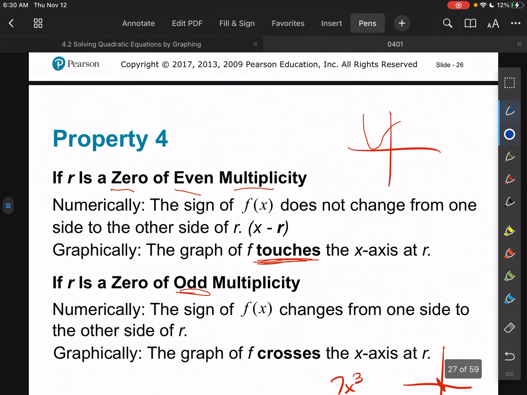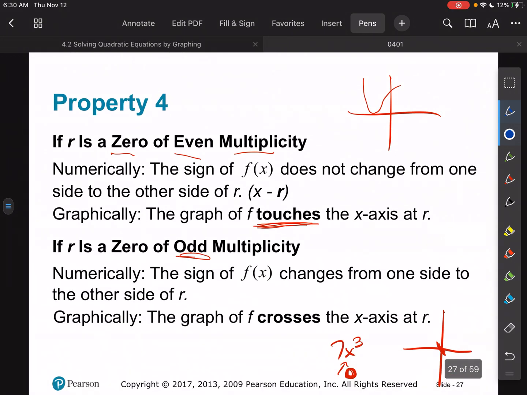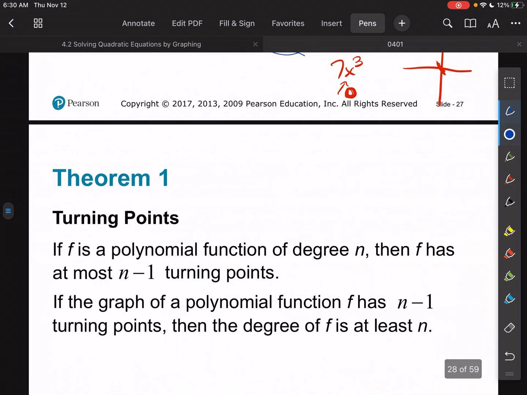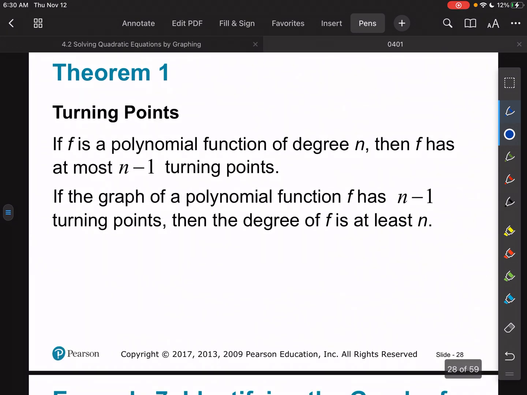All right, so that's helpful, knowing these rules. So make sure you get these rules in your notes, that if you have a zero of even multiplicity, it touches, and if it is a zero of odd multiplicity, it crosses. That's going to help us sketch some graphs. Then we're going to get into some turning points. Where does a graph turn and change direction?